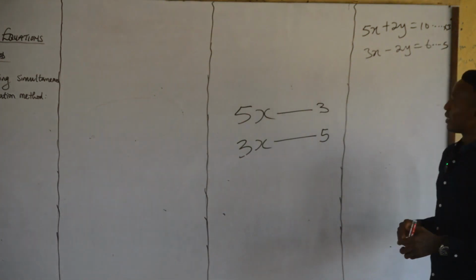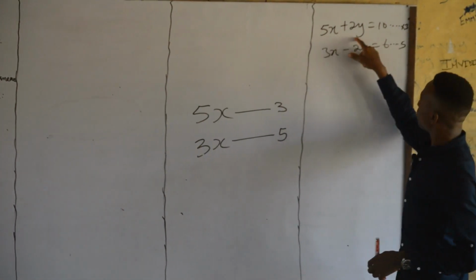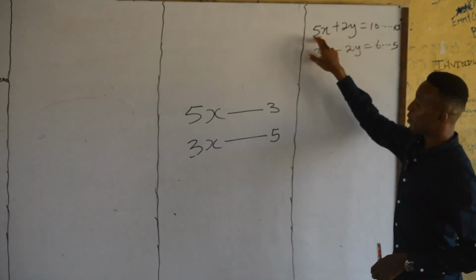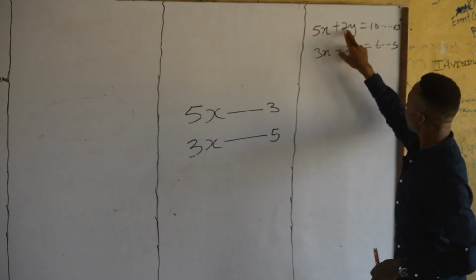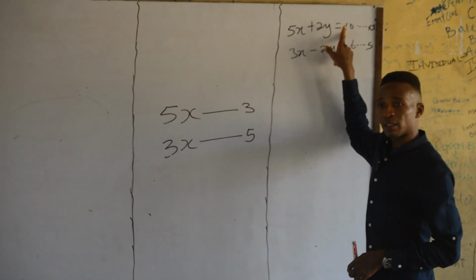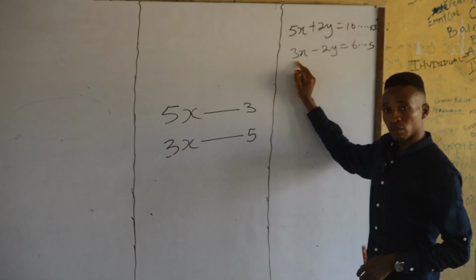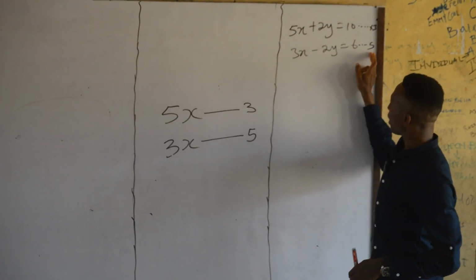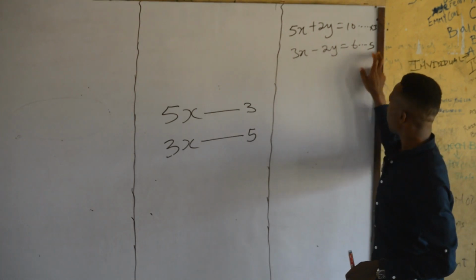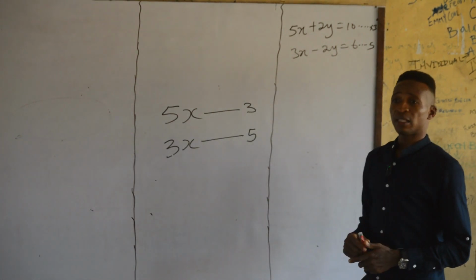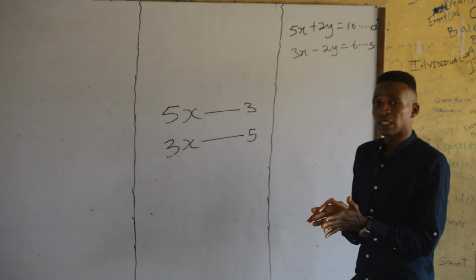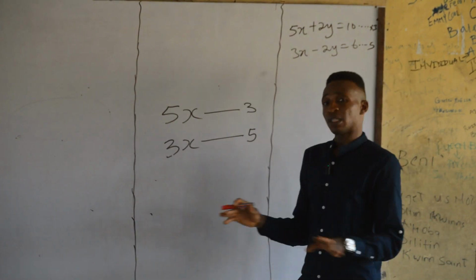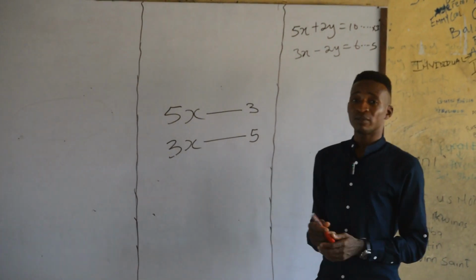Now when I say everything, that means each of the terms in equation 1: I multiply the 5x by 3, multiply the 2y by 3, multiply the 10 by 3. Go to equation 2, multiply the 3x by 5, 2y by 5, then 6, you also multiply it by 5. Then when you are done with that, you are done with the first step, which is the most difficult part of that particular step.